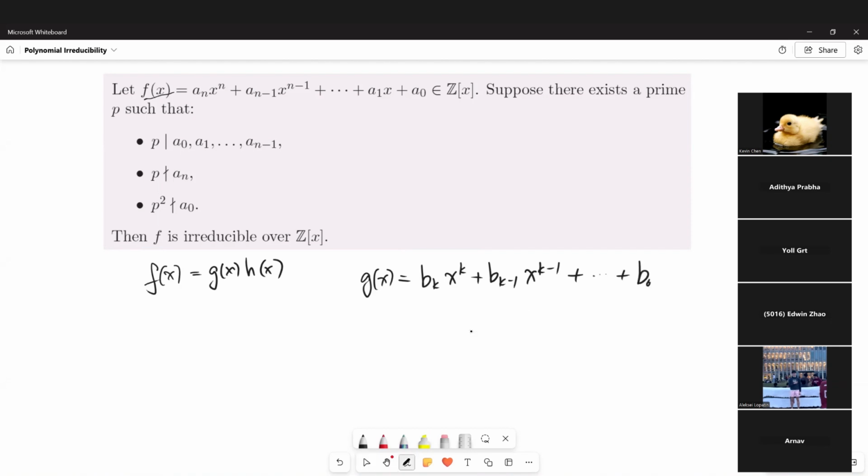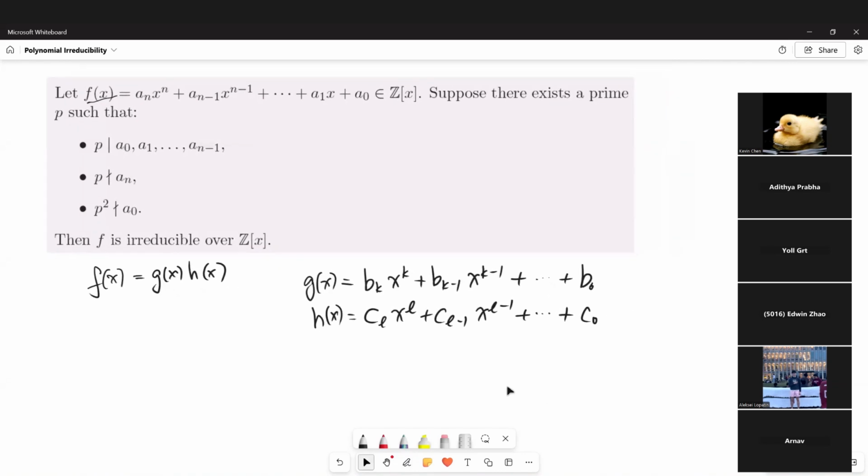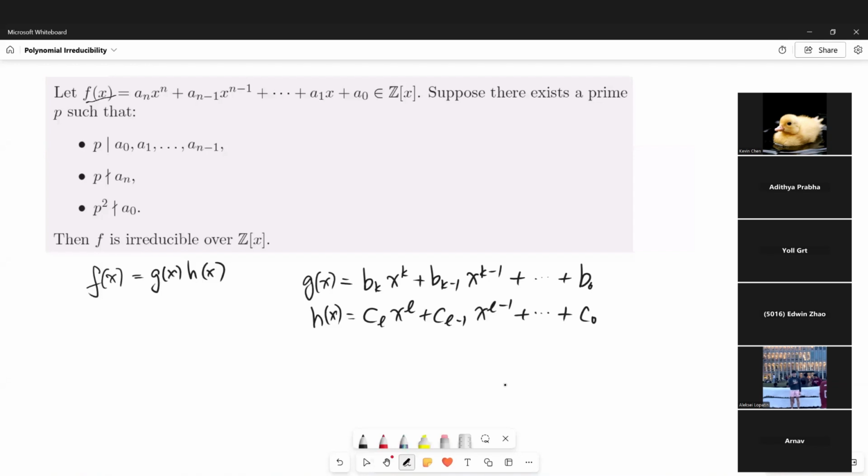And we assume that h(x) we just write it as c_l x^l + c_{l-1} x^{l-1} + ... + c_0. So it's kind of hard to see where to start, but we haven't addressed the divisibility conditions in the criterion. So we first do that.